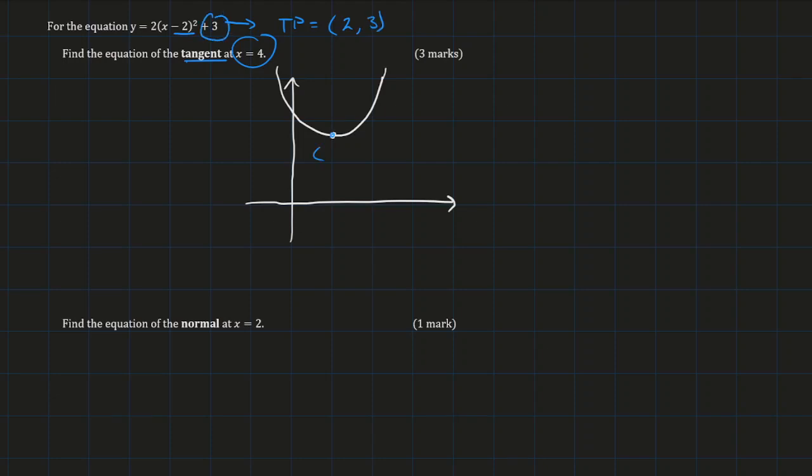So the graph will look something like this. The turning point will be at x equals 2. That's somewhere on the right, and it's going to look something like that.